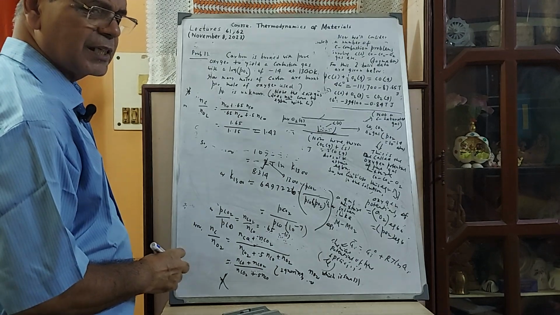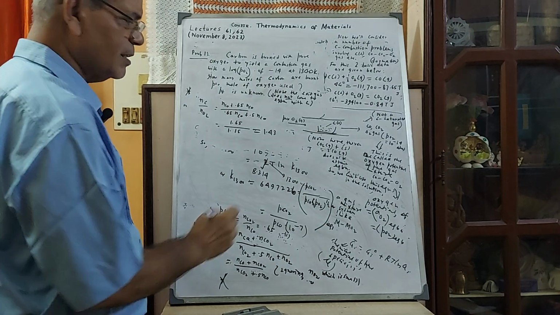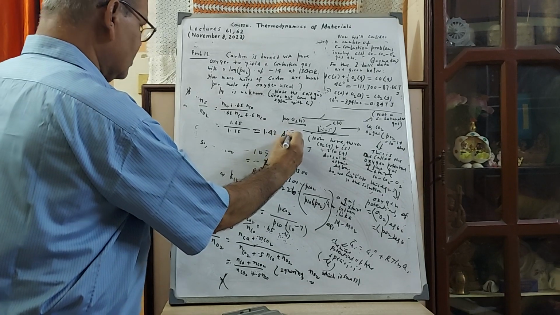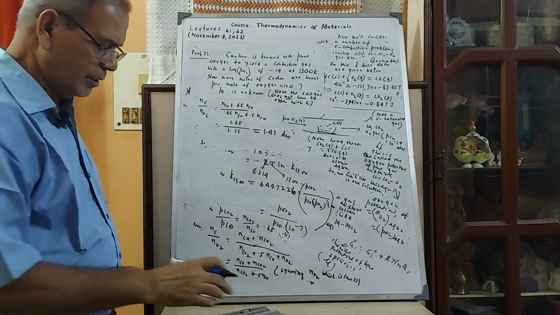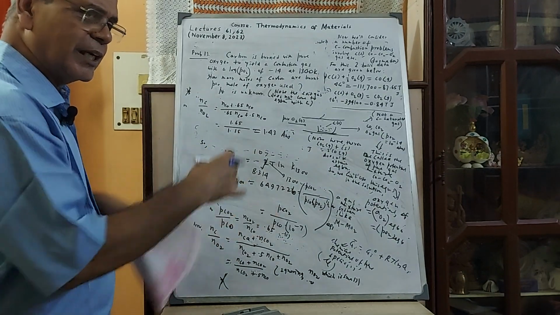And what will I write next? Answer. So how many moles of carbon must be burned per mole of oxygen? Sir, 1.43. It's okay though. Shall I repeat this?